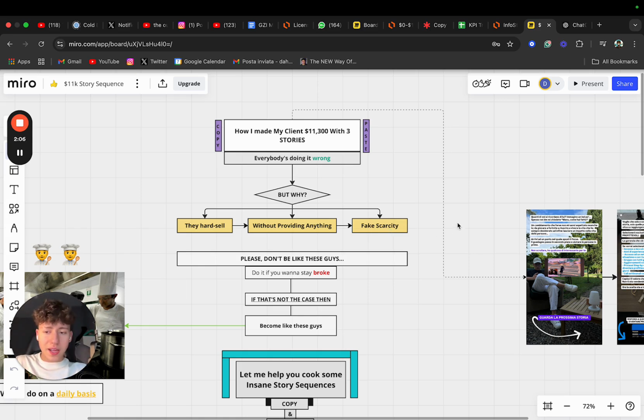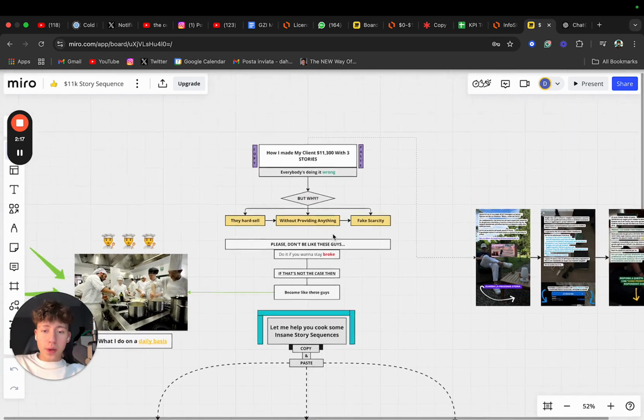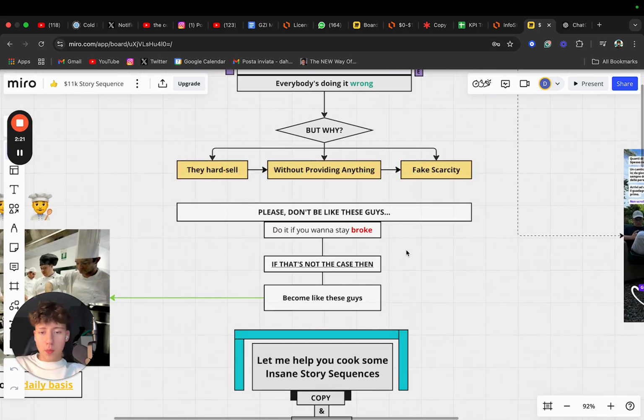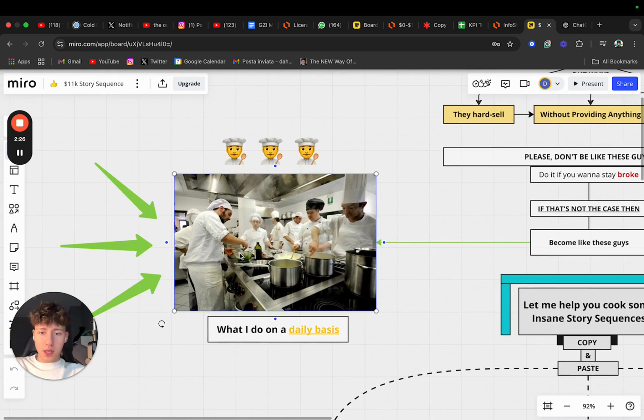It's a bad impact, because it just makes you lose credibility. People are going to be like, okay, this dude is just adding fake scarcity and he's not even proving the scarcity is real. So it doesn't make any sense. Please, guys, don't be like these guys that are doing this. Do it if you want to stay broke, for sure, but if that's not the case, then become more sophisticated.